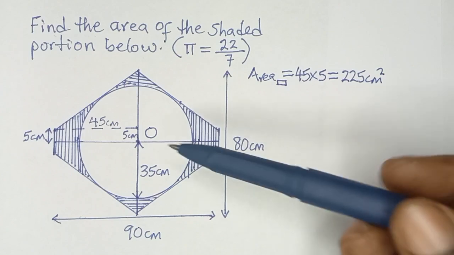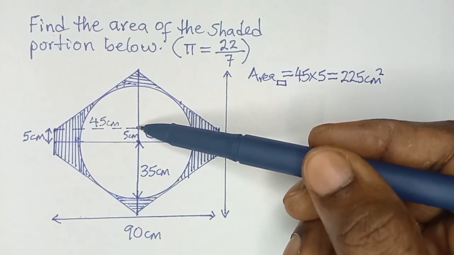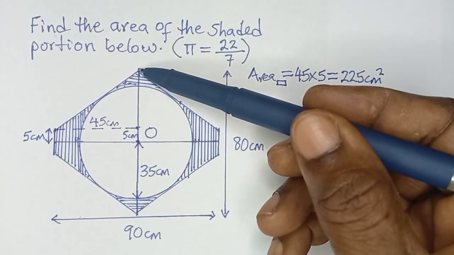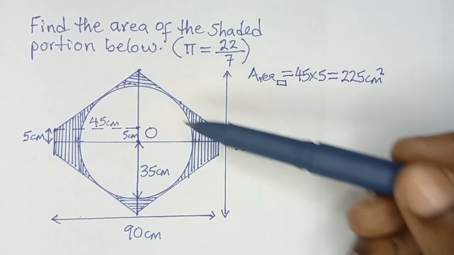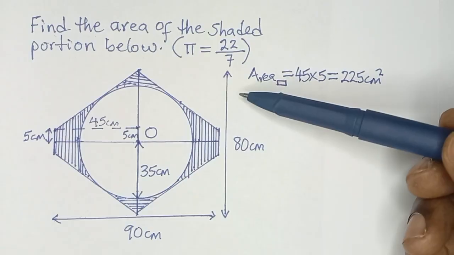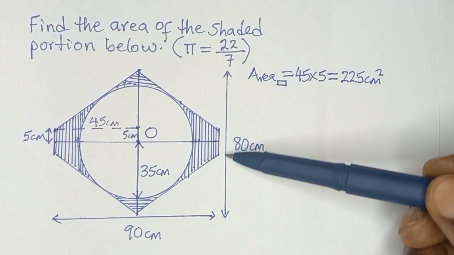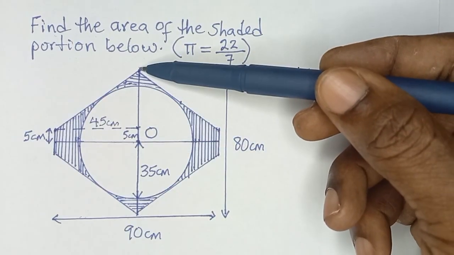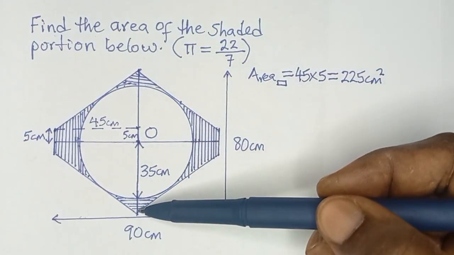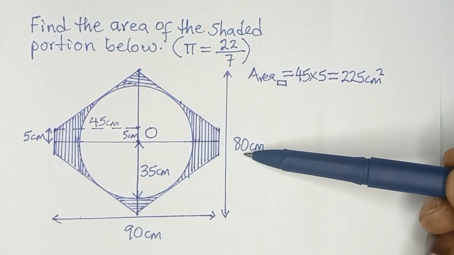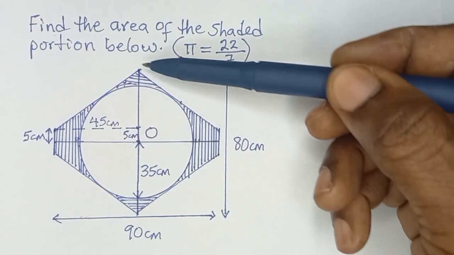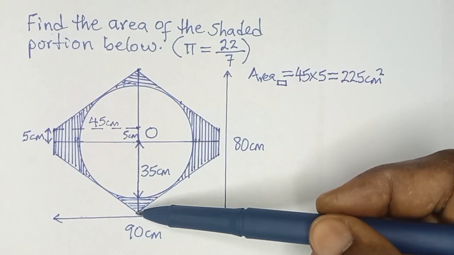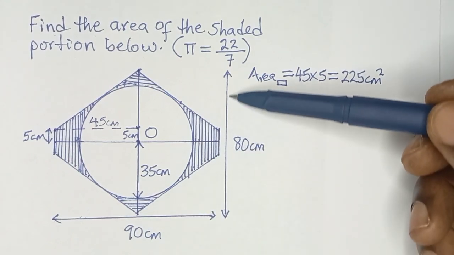The next thing I want us to look at is from this point here to this top point. If you look at it, this whole length is 80. So a half of it will be 40, and the remaining half has to be 40, so that we have a total of 80. So from the center here to the end here will be 40, and from the center here to the end here will also be 40, giving us a total of 80 on this vertical part.